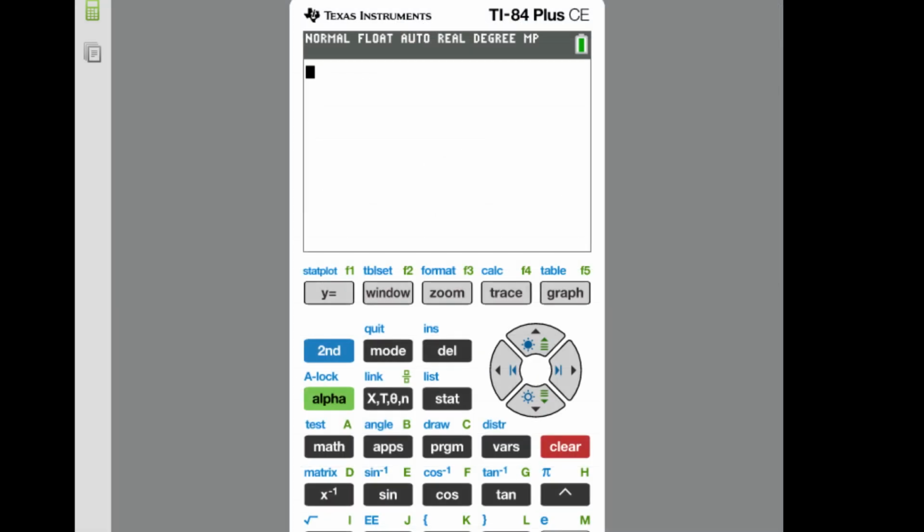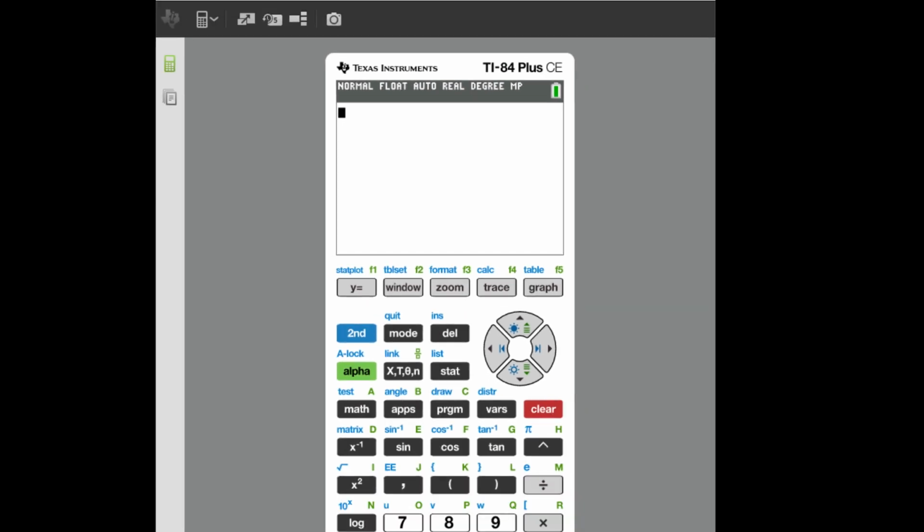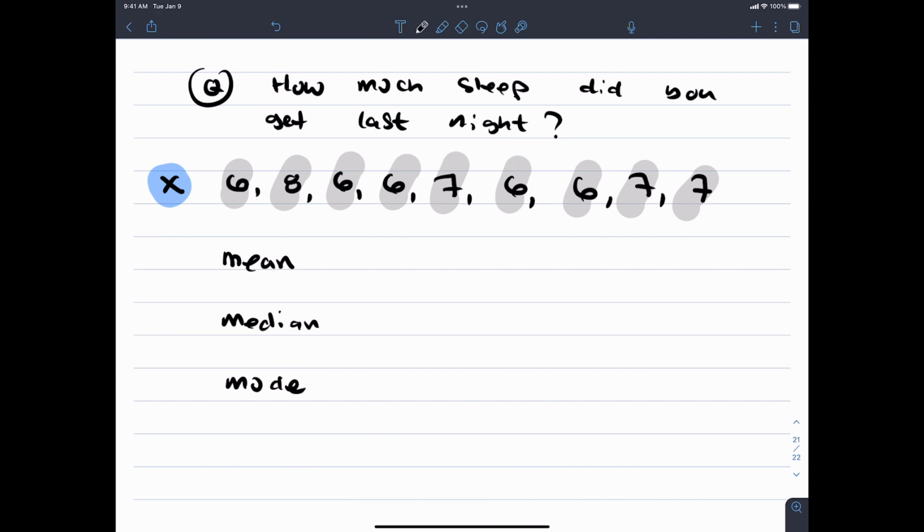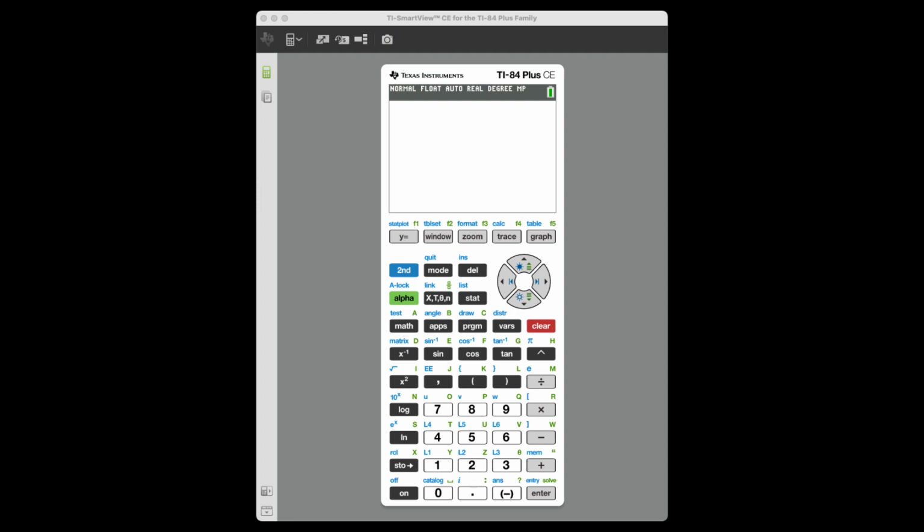Okay, so let's go to the TI now. I'm going to maybe scroll out because when you first see this, you may have to see the whole thing. You first have to enter data. So if you're looking at this, everything in gray is the data values, right? 6, 8, 6, 6, 7, 6, 6, 7, 7. These are your data values, okay? And here's the deal. We got to enter the data. So you say, well, how do I do that? Here's how you do that, okay?